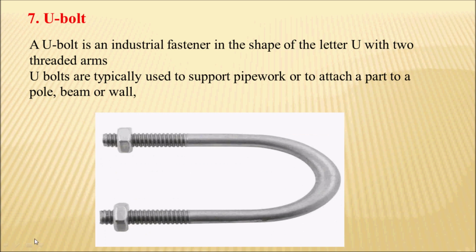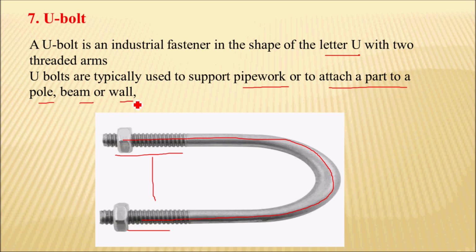Next is the U-bolt. Here the shape of this bolt is like the English letter U, which you can see over here, with two threaded arms. There is threading on these two arms. U-bolts are typically used to support pipe work or to attach a part to a pole, beam or wall. In that application we can use the U-bolt.